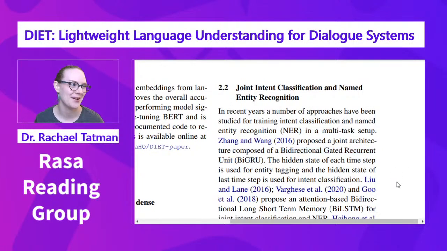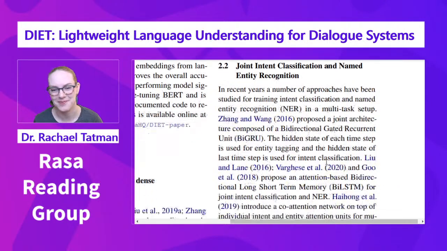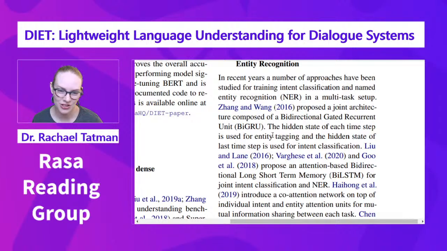And bidirectional stuff was like the hotness. That's what everyone was into. The hidden state of each time step is used for entity tagging, and the hidden state of the last time step is used for intent classification. Oh, okay. So it's like stepping over it, like where in the sequence do we care about entities? And then the last step, hey, what was that whole sequence that we just looked at?